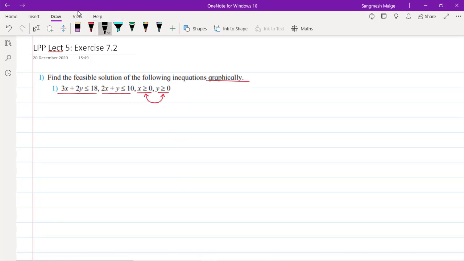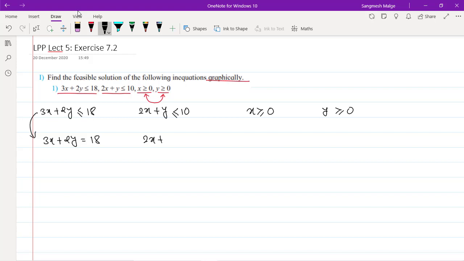So first step is what? Get these equations as they are. It is 3x plus 2y less than or equals to 18, 2x plus y less than or equals to 10, x is greater than or equals to 0, y is greater than or equals to 0. First step is to convert the inequality into equation. So it is 3x plus 2y equals to 18, 2x plus y equals to 10. No need to change these two as they do not create any problem for us.